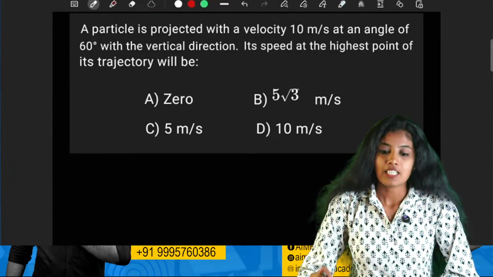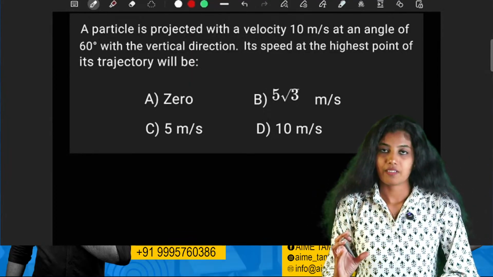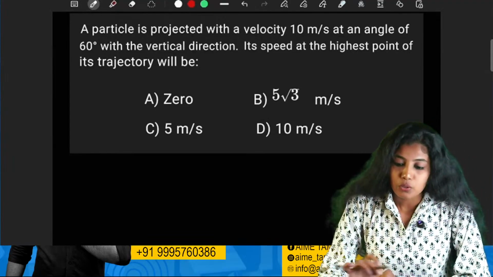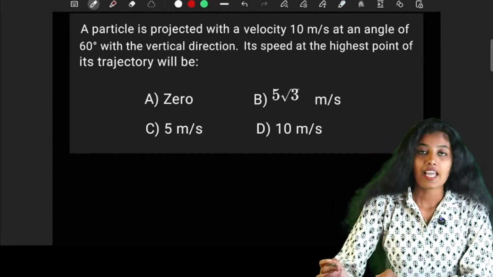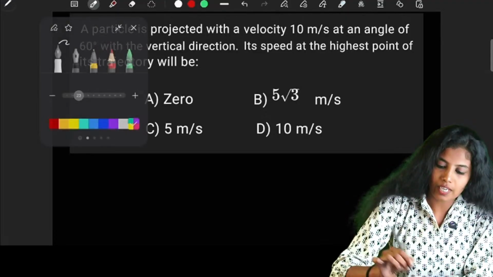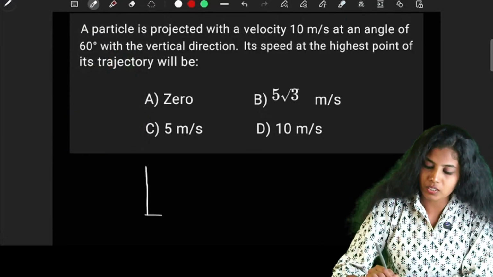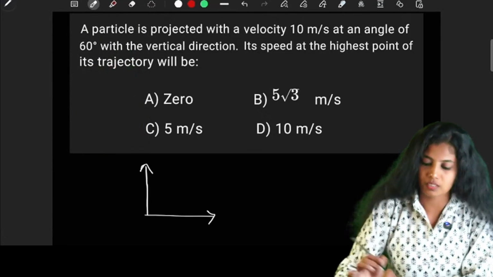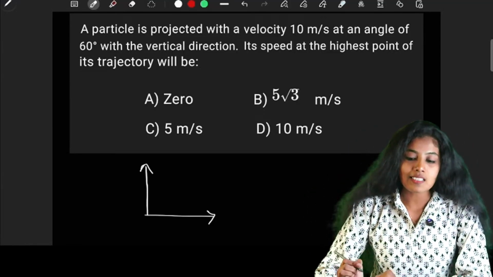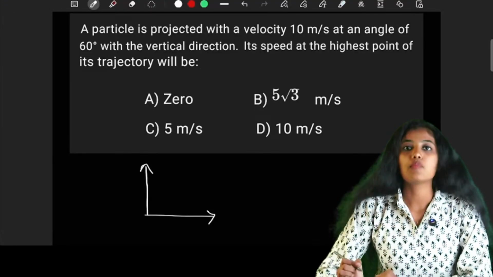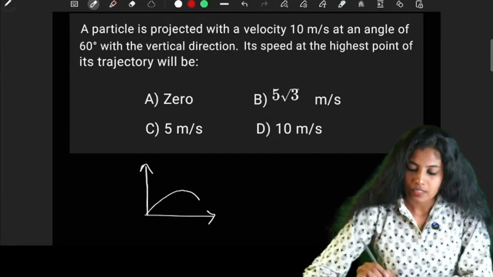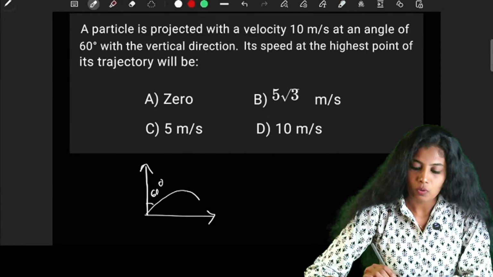So in this question, a hidden confusion is there. See, the degree is given, but you should notice that an angle of 60 degree with the vertical direction is given. We know that in projectile motion, we have two different directions: first one is horizontal and the next is vertical. Initially, the body is projected at 60 degree with the vertical direction. So it is like this. With the vertical, the body is making what?